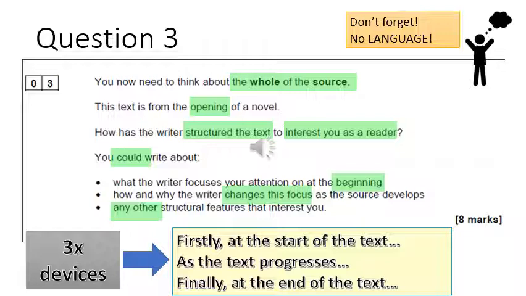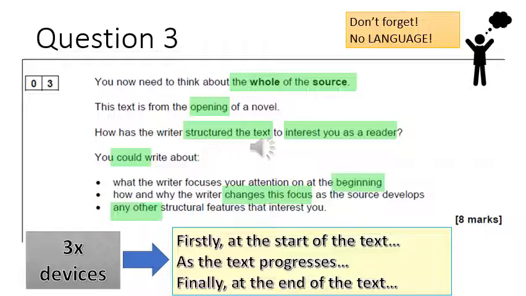You could write about what the writer focuses your attention on at the beginning, so firstly at the start of the text, how and why the writer changes the focus as the source develops, so as the text progresses or develops, and any other structural feature that interests you. So finally, at the end of the text, if you're talking about the entirety of the text, you should be able to pick up at least 3 out of 8 marks.